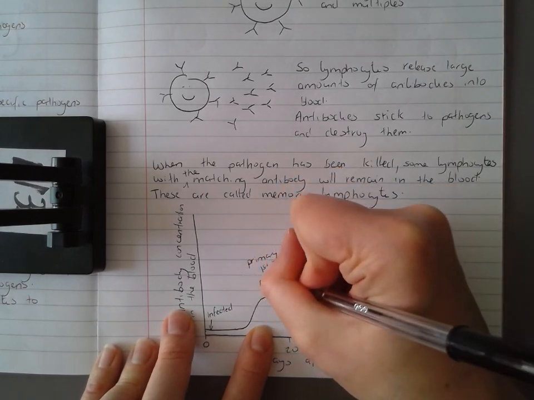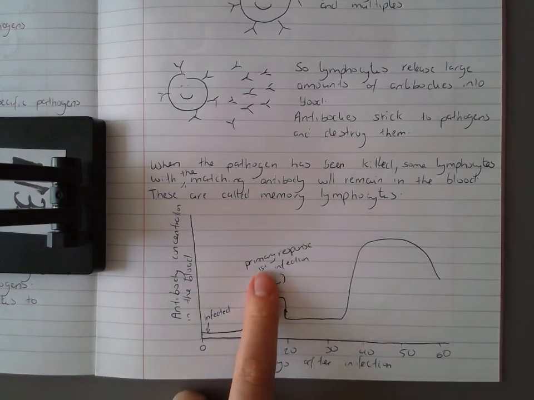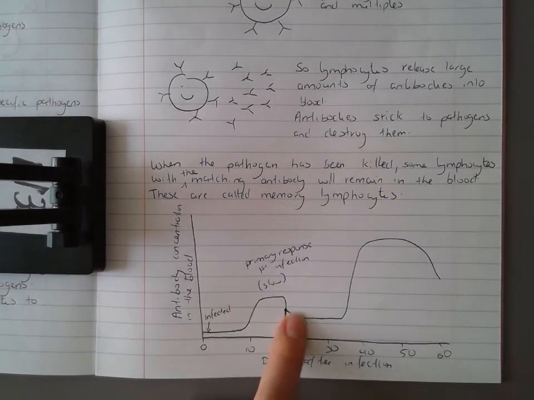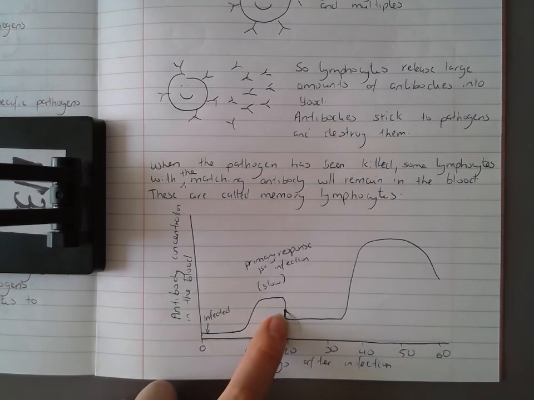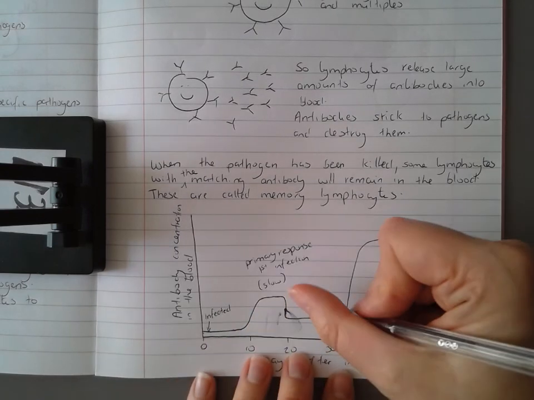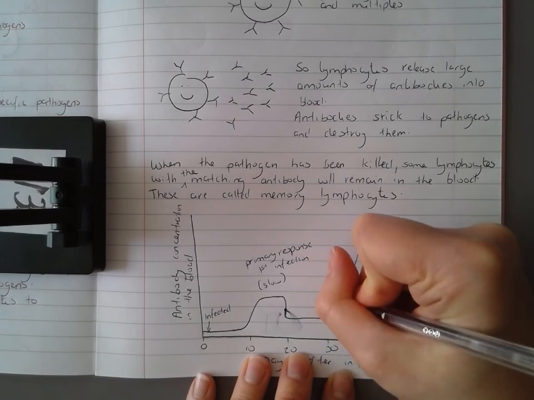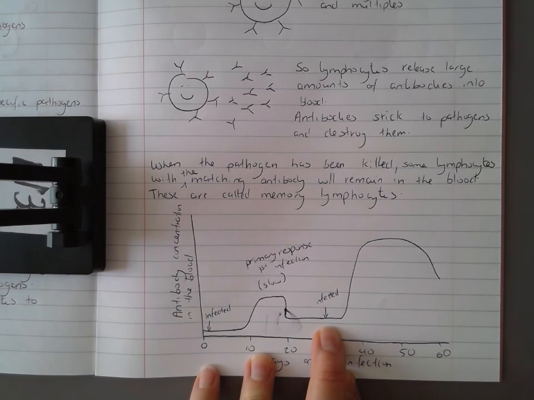Okay, so it's quite slow. It takes your body quite a long bit of time before it has the antibodies ready to fight those pathogens. Okay, your body beats the pathogen. The level of antibodies in your blood is reduced, and then just say here, you're infected again. That same pathogen gets back into your bloodstream and you're infected for the second time, okay?